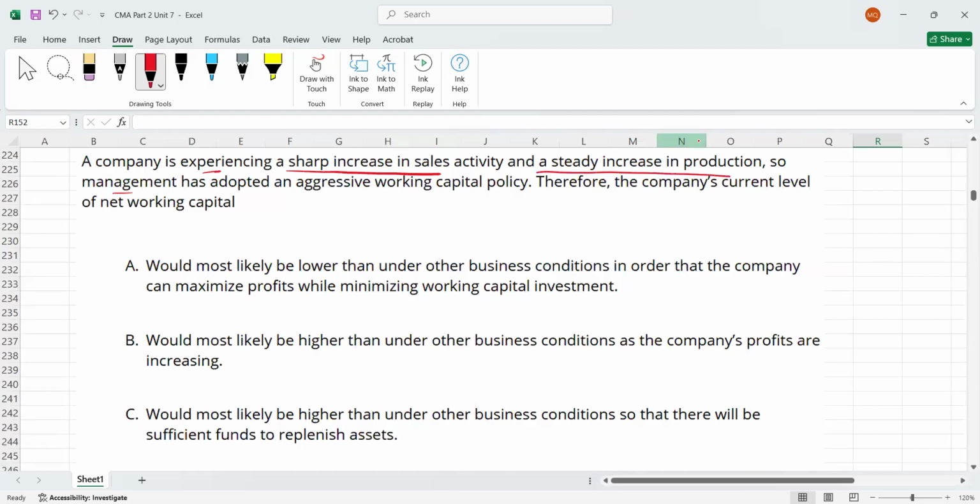So management has adopted an aggressive working capital policy. You should not forget aggressive. In aggressive, what will happen? Current assets will be lower. They are taking higher risk, right? They are taking high risk to get high profit, so profitability will also be higher.